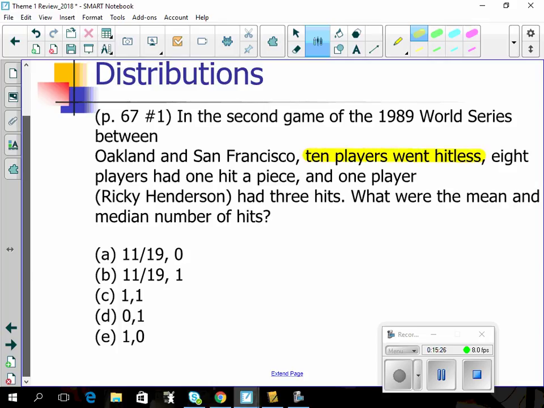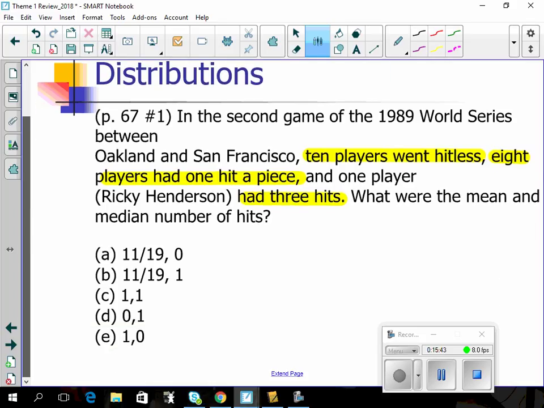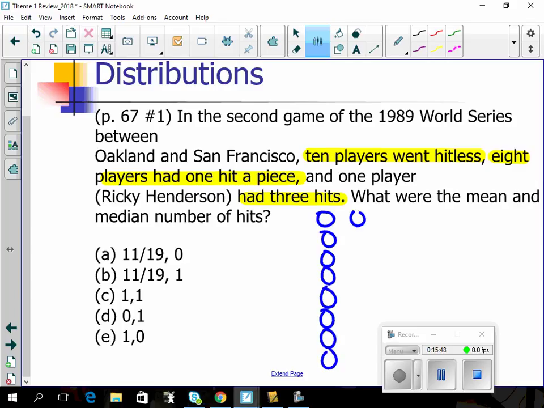So we have 10 players who went hitless, which means I'm going to enter how many zeros in my calculator, okay? And then we have 8 ones, and then we have 1 three. I'm going to write it down literally like this. We're going to have how many was it, 8, 4? That's going to be the numbers. Would you agree? And you're literally just going to find the mean and median.